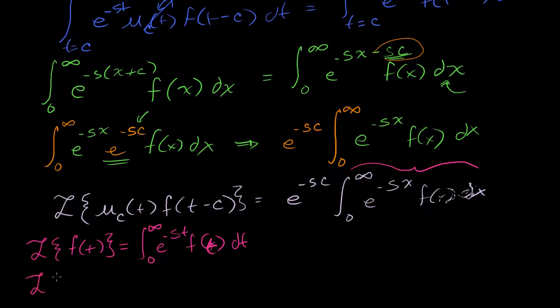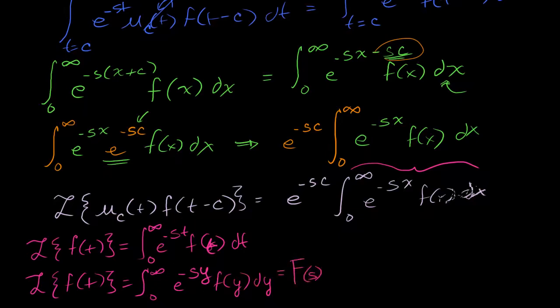I could have also rewritten the Laplace transform of f of t as the integral from 0 to infinity of e to the minus sy times f of y dy. I could do it with anything because this is a definite integral. The y's are going to disappear, and we've seen that. All you're left with is a function of s, some capital function of s. So this is interesting. This is the Laplace transform of f of t times some scaling factor.